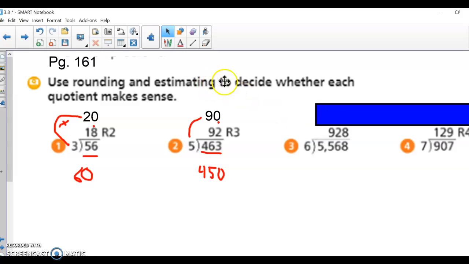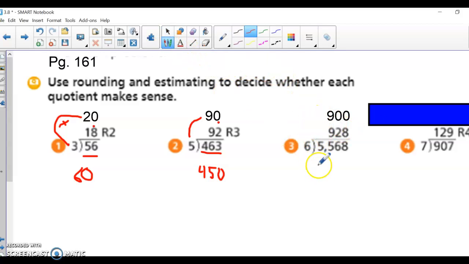Now, my next one, 928. So I have a 9 in my hundreds place. Let's round it to the hundreds place. It's either going to round down to 900 or all the way up to 1,000. Well, that 2 in the tens place is a small number, so 4 or less, we let it rest at 900. And 9 times 6 is 54.